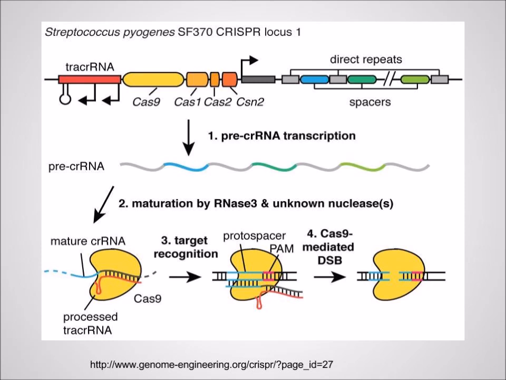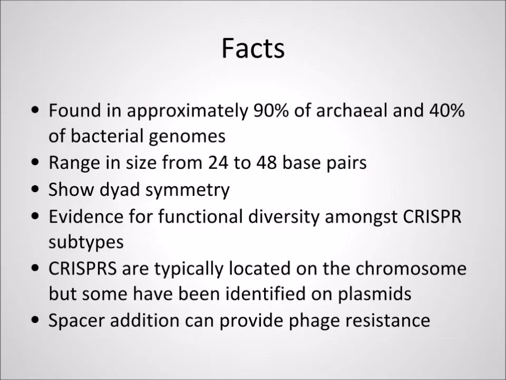Here's a picture of a CRISPR mechanism. As you can see, the CRISPR precedes the spacer. With that, the different Cas, or CRISPR-associated, genes can go and cut and silence different strands of DNA which are held in the mugshots of the spacers. Some additional facts are that the CRISPR-Cas system is found in approximately 90% of archaeal and 40% of bacterial genomes. They range in size from 24 to 48 base pairs.